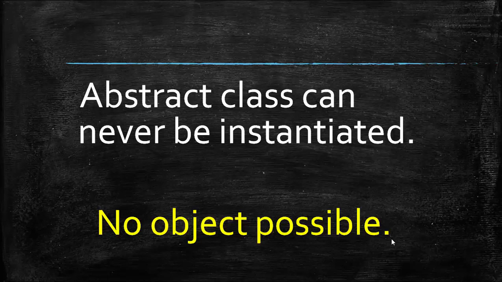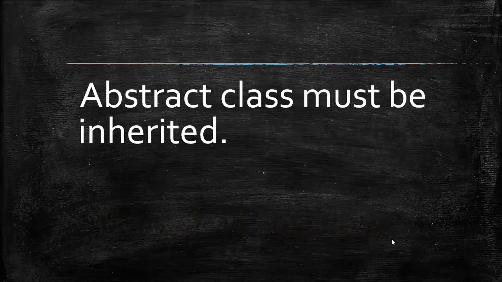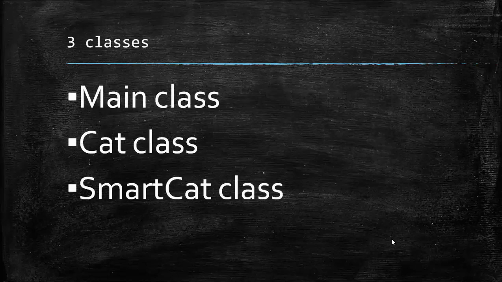Then the question is, why do you create abstract class? Because you must inherit the abstract class. Then the inherited class can be instantiated. An abstract class cannot be instantiated. So we are going to understand this with a program.